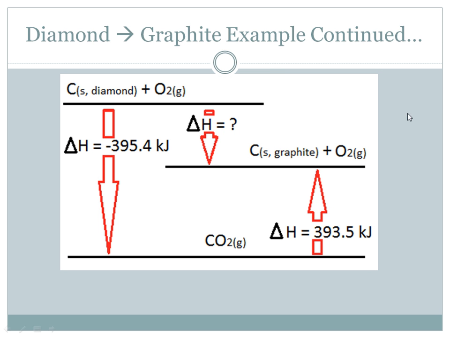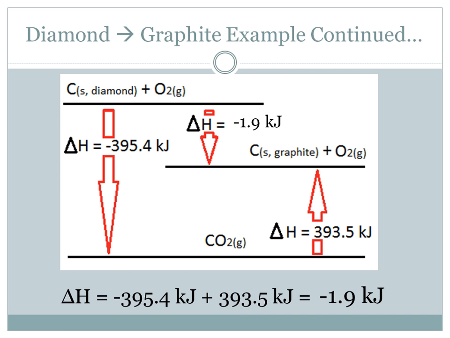Now you can also see this pictographically or pictorially by looking and seeing that diamond plus oxygen makes carbon dioxide, and it has a delta H of this, and graphite plus oxygen makes carbon dioxide, or in this case when we flipped it, carbon dioxide can go to graphite plus oxygen and it has this delta H. And so all we're looking for is this missing delta H. And we can do that by just adding those two numbers together, which you get negative 1.9 kilojoules. Now you'll notice that that question mark disappeared.